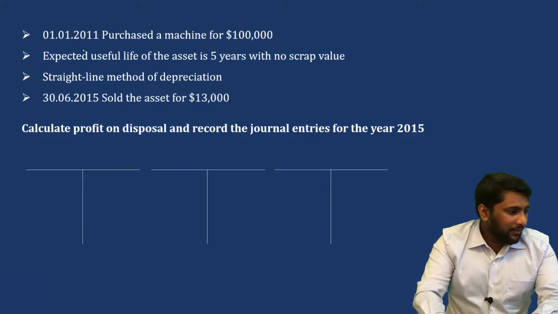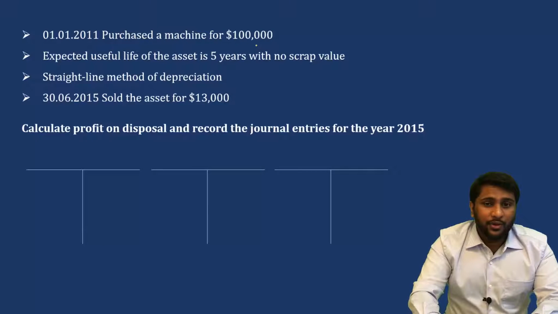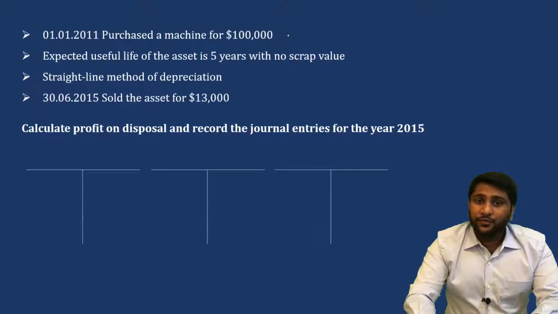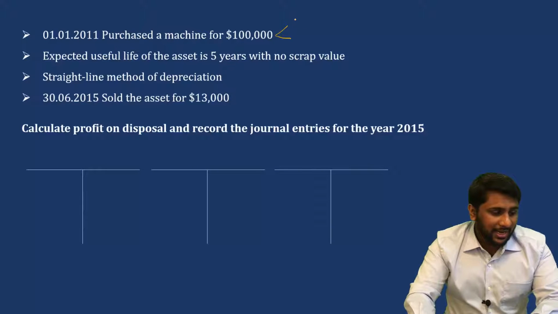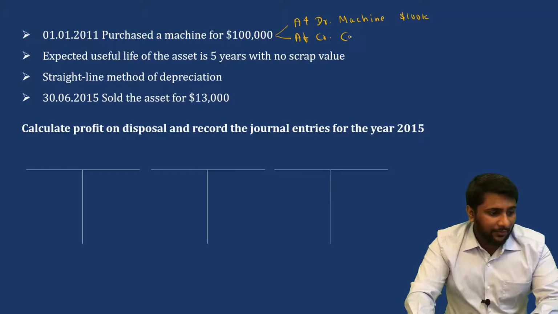Here I have given you: on 1st January 2011, purchased a machine for 100,000 US dollars. If you take the double entry for this transaction, since you are purchasing, an asset increases, so it should be a debit record. What is your asset? Machine. The asset is increasing by how much? 100,000 US dollars. From the other end, your cash asset is decreasing. So when an asset decreases, it should be a credit record. Cash, how much is that?